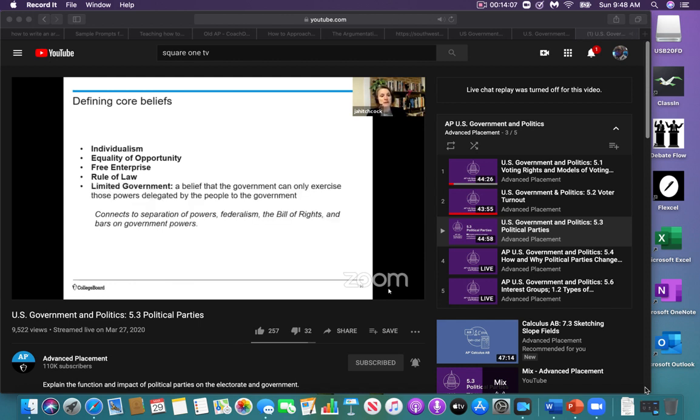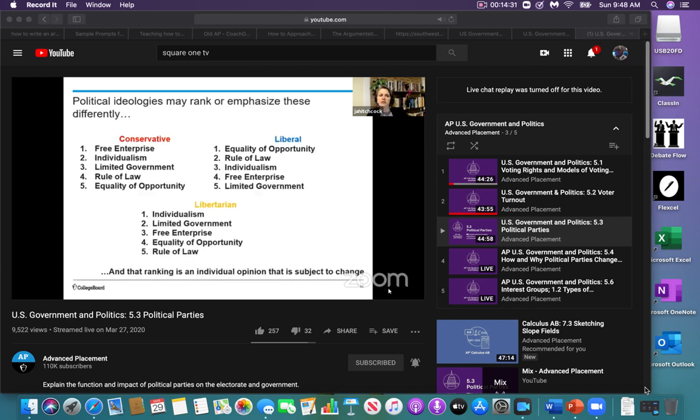And finally, our limited government is the belief that our government can only exercise powers delegated to it by the people. And that connects back to separation of powers, federalism, the Bill of Rights, and bars on governmental powers found in Article 1, Section 9, and Article 1, Section 10 of the U.S. Constitution, 9 being federal limits and 10 being states.